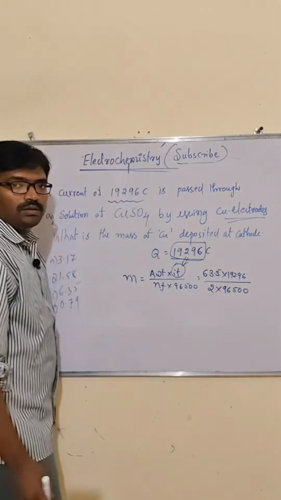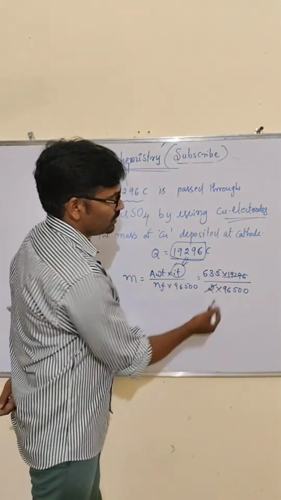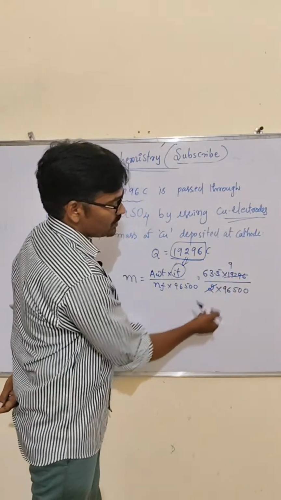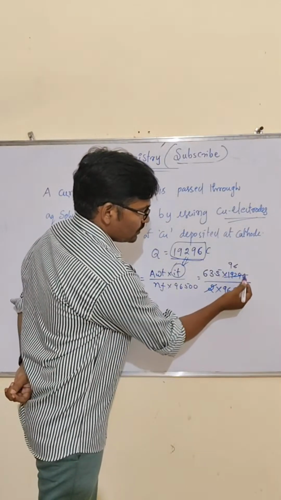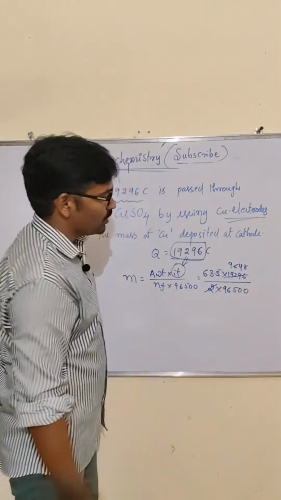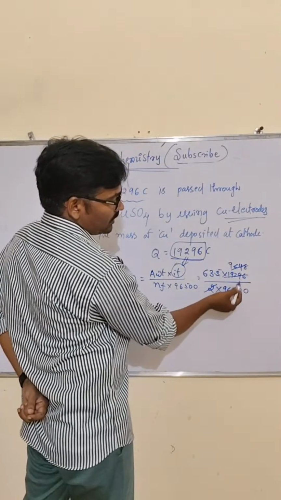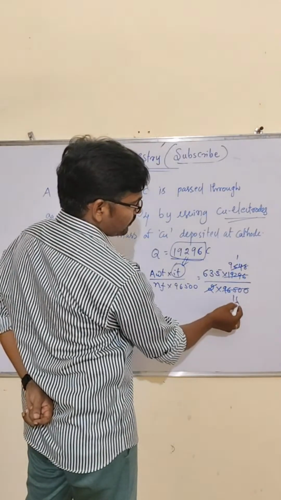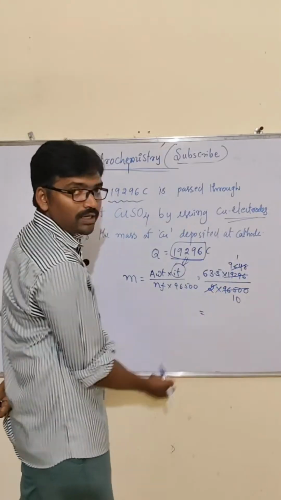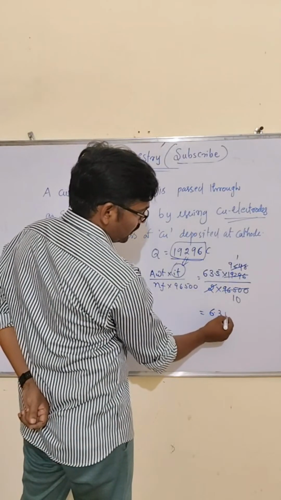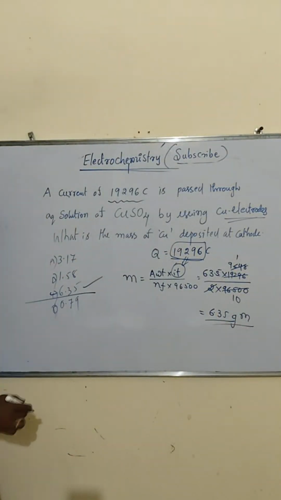Then into 96500. See here, the 2, when it is multiplied with this, how many times will it go? 2 9s are 18, then 2 6s are 12, then 2 4s, then 2 8s. Actually it will go nearly 10 times. Then you can get 63.5 divided by 10, 6.35. 6.35 grams is the answer. That is the C option.